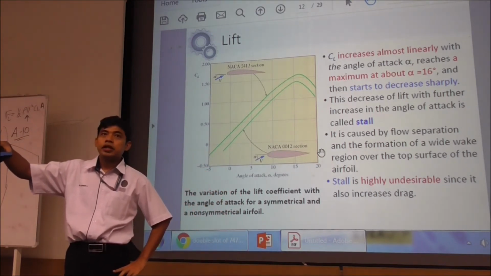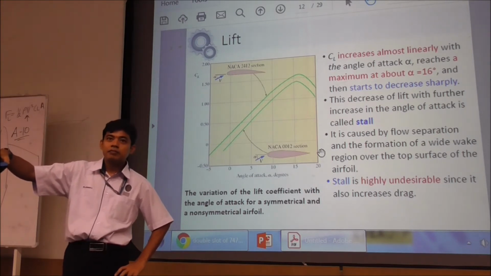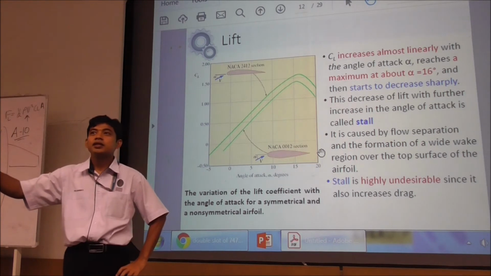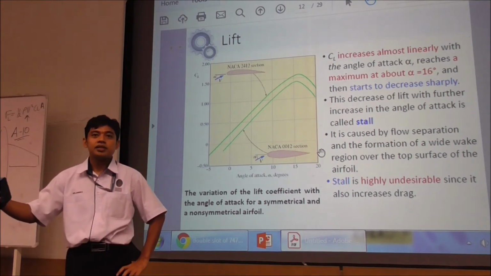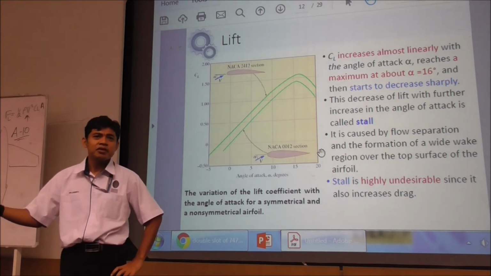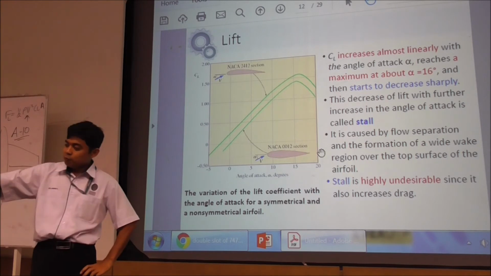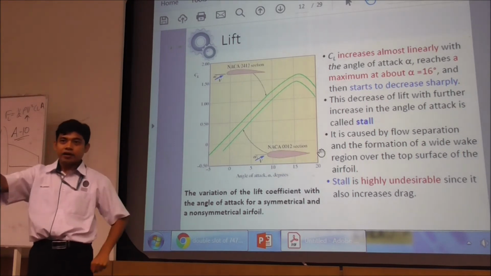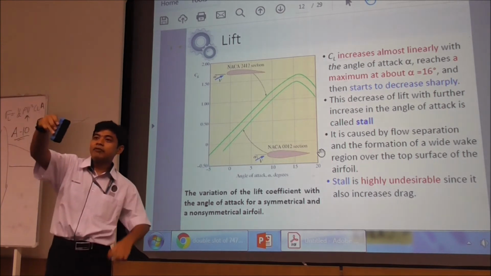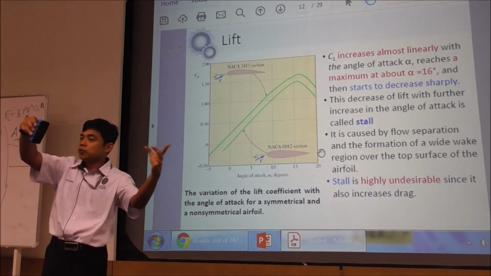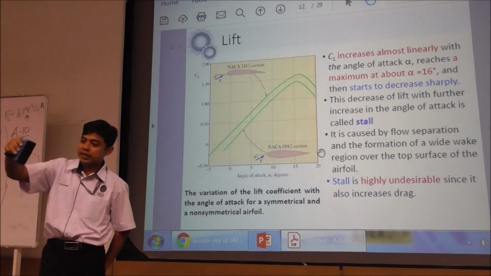Okay, if you play Microsoft Flight Simulator, any one of you? Flight simulator, yes. If you pull the lever too hard, you will have this, then suddenly you will lose all the lift. You will have all the drag, but you will not get the lift. So it will go like this.